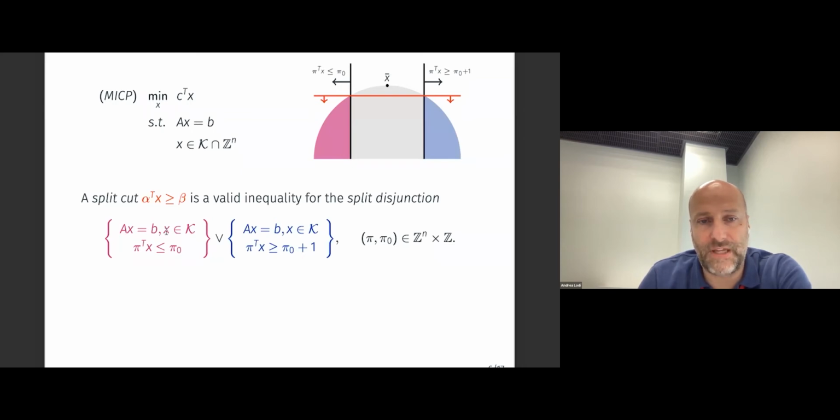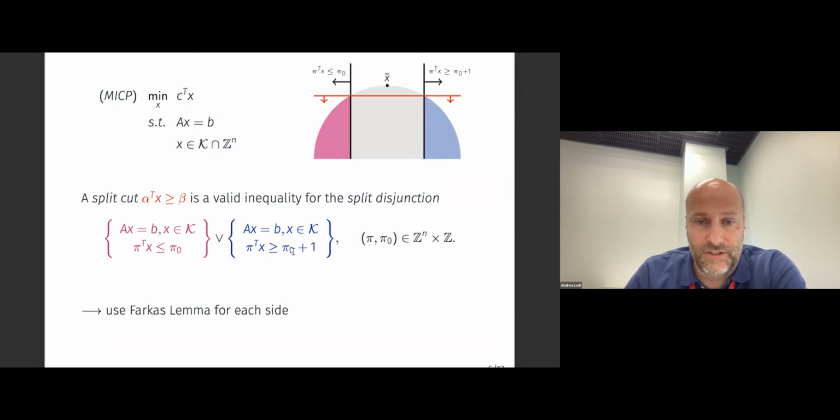So Ax equal to b, x in the cone, intersected by the one part of the disjunction, the red or pink, whatever part here, pi transposed x less or equal than pi 0. And on the other side, it must be valid for the union of the other set, the blue part: Ax equal b, x in the cone, and pi transposed x greater or equal than pi 0 plus 1.